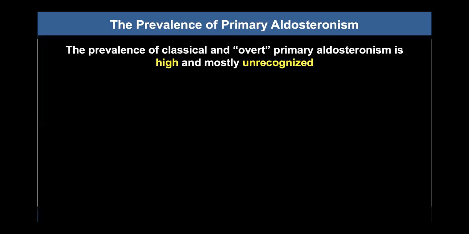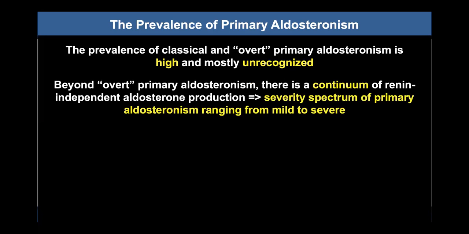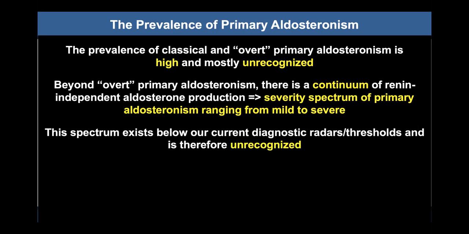So the prevalence of classical and overt primary aldosteronism is high, and it's mostly unrecognized. Beyond this arbitrary or categorical definition of overt primary aldosteronism, there is a continuum of renin-independent aldosterone production, what I refer to as a severity spectrum of primary aldosteronism that ranges from mild to severe. And this entire spectrum exists below the arbitrary diagnostic thresholds that we commonly use, and is also mostly unrecognized.